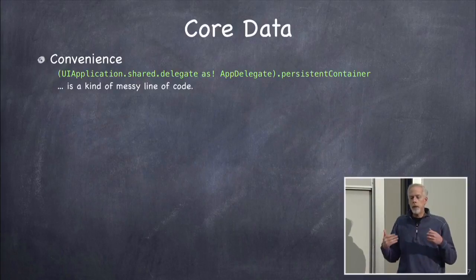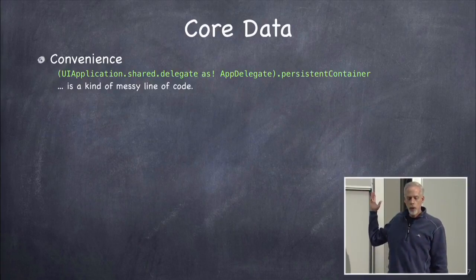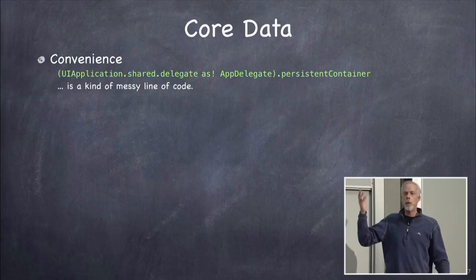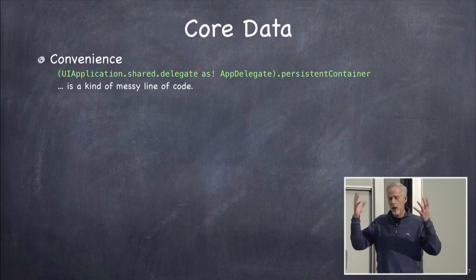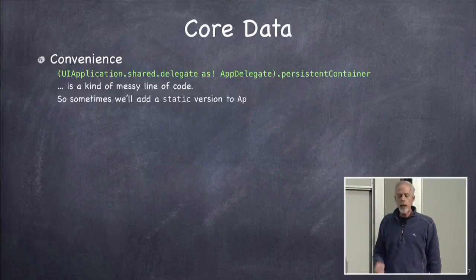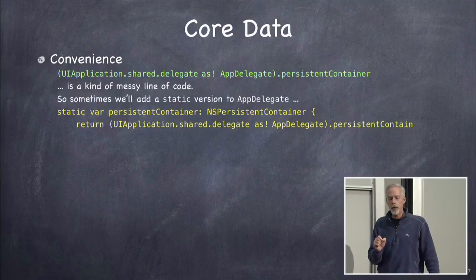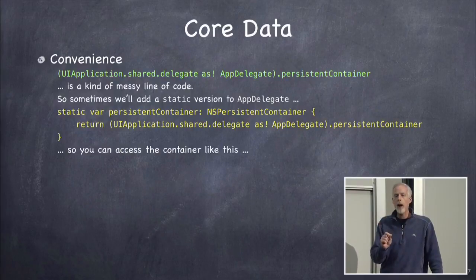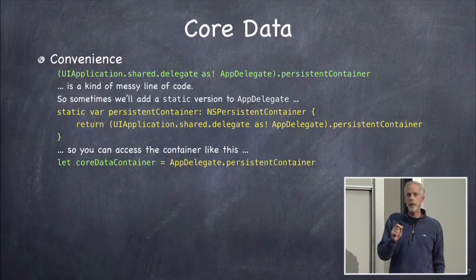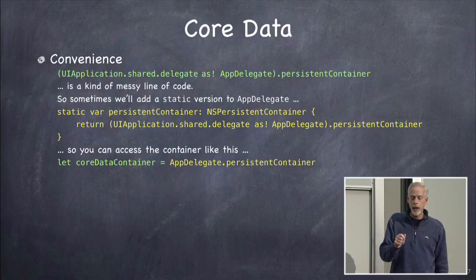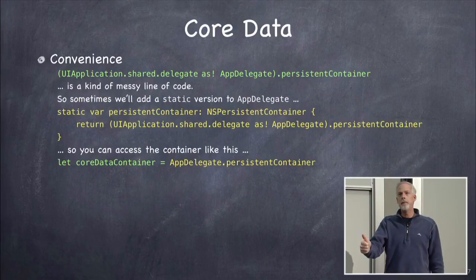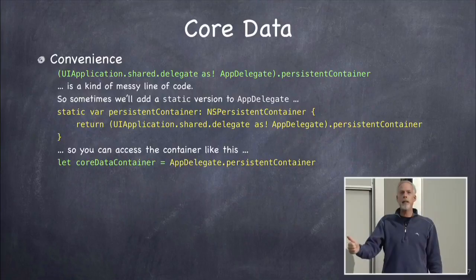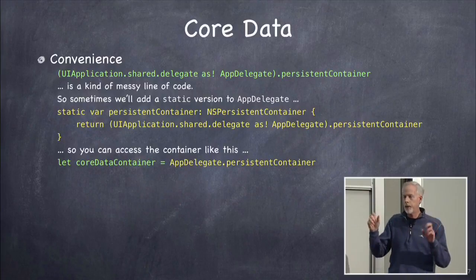Now, it's so common to be accessing this that this line of code, UIApplication.shared.delegate as! AppDelegate parentheses dot, that's kind of a messy line of code. There's as and all these things in there. So a lot of times we'll just create a static version of persistentContainer in our app delegate. Okay? And we'll just call it the same thing, persistentContainer, but it's static, and it's just going to return that messy line of code. So now we can get that persistent container with AppDelegate.persistentContainer. See what I did there? I just made it easier to get it by making that be a static, a class var.